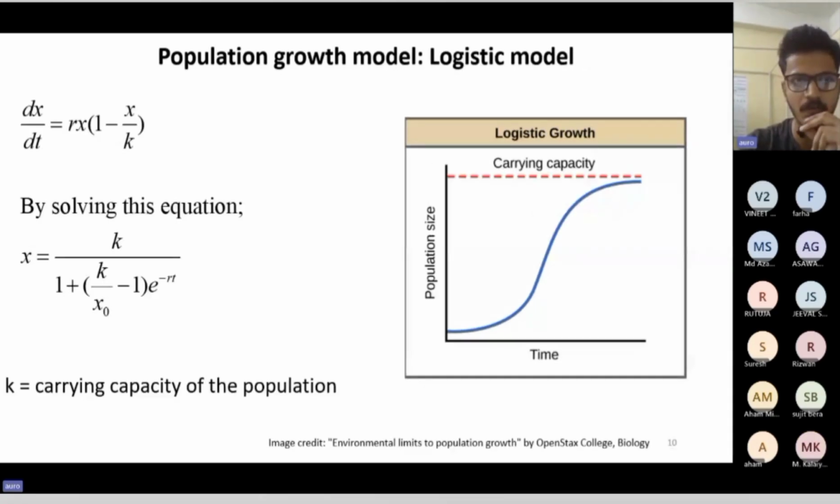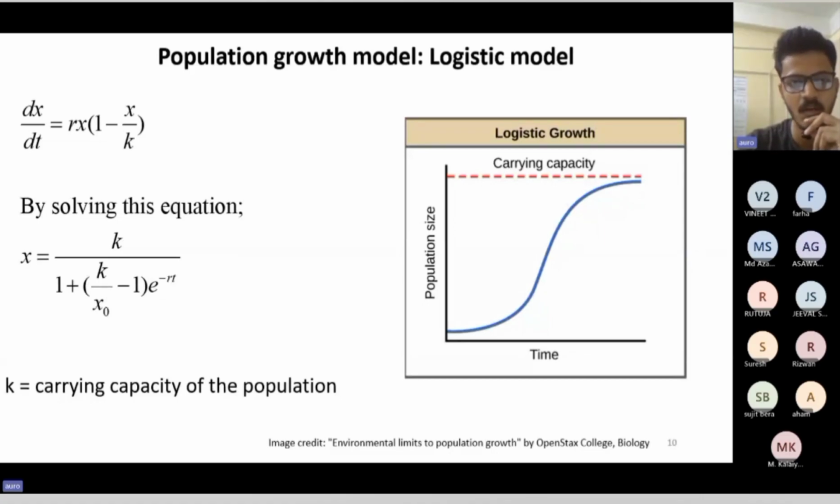So here what we have. Basically, here the equation is dx/dt = rx(1 - x/k), where k is the carrying capacity. So what we have done is that the rate will not be exponentially increasing. At a certain point, the maximum carrying capacity, which depends on the experiments or on the population, is reached. So up to a certain point it will increase, then it will stop. The growth will stop. That equation we can represent in the form of a logistic model.